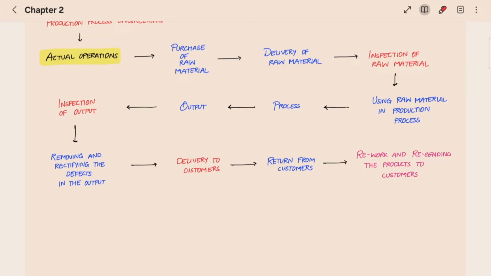Out of the product we deliver to the customer, some products are returned because of any damage or fault in the product. That also you have to obtain, and then you have to rework and resend the product to the customer. You have to bring the replacement. Most of the companies are having some replacement policy. If you send the product within this much days, they will give a free replacement. That also you have to do. This is the overall production process.